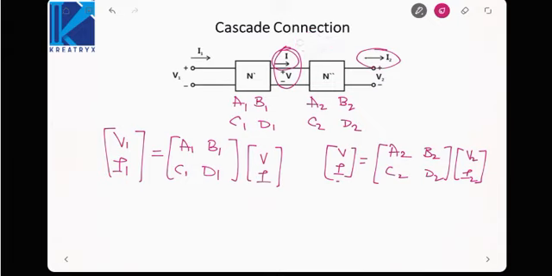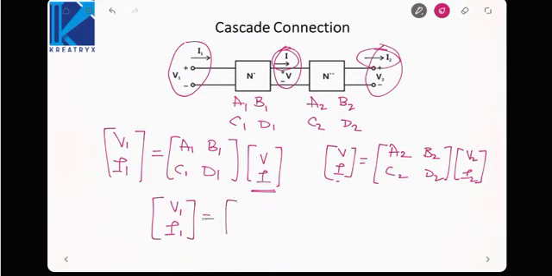Now, if you want the relation between the terminal parameters, that is V1, I1 and V2, I2, you have to substitute the value of Vi from the second matrix. So V1, I1 will be equal to A1, B1, C1, D1, then A2, B2, C2 and D2, then V2, I2.